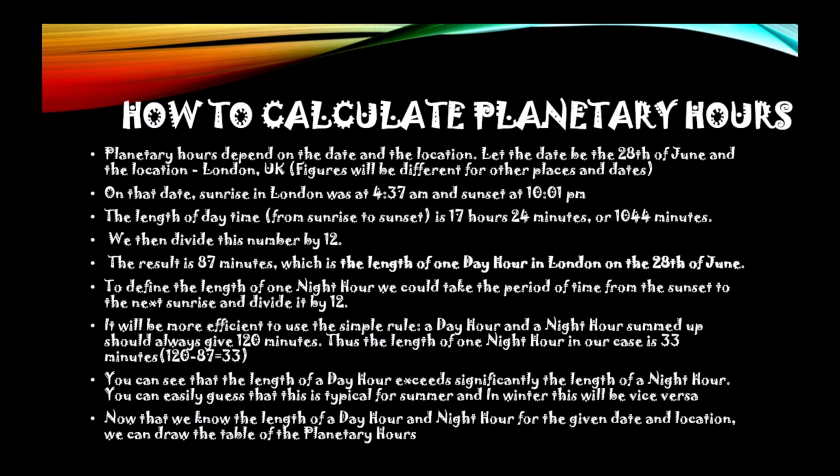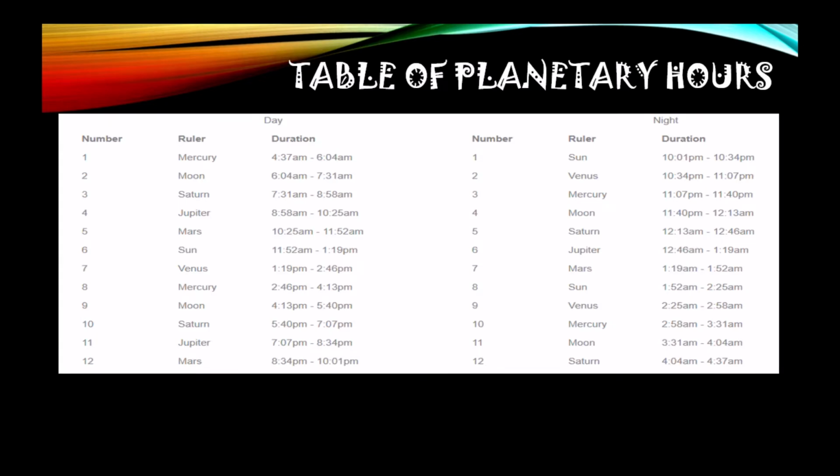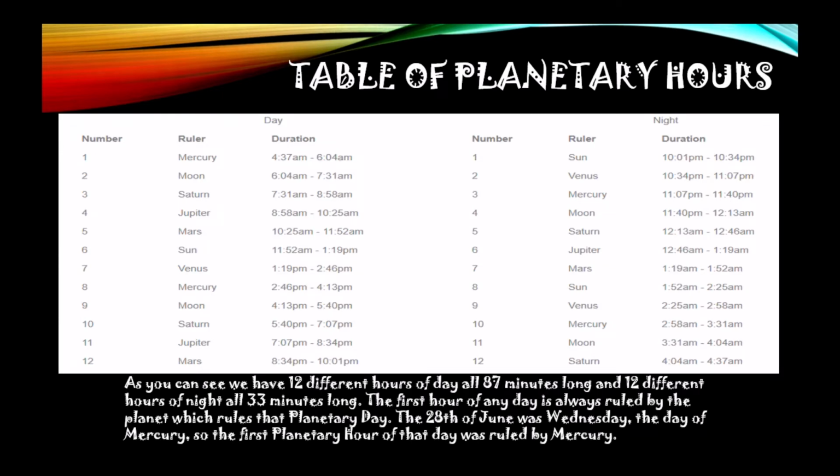Now that we know the length of a day hour and night hour for the given date and location, we can draw the table of planetary hours. Table of planetary hours. As you can see, we have 12 different hours of day, all 87 minutes long, and 12 different hours of night, all 33 minutes long.